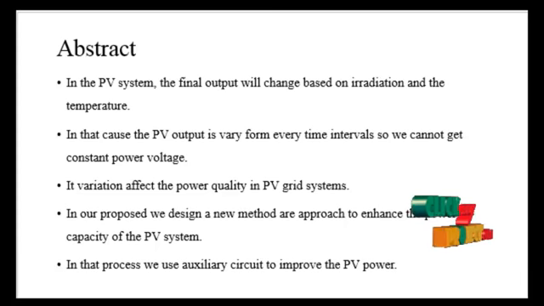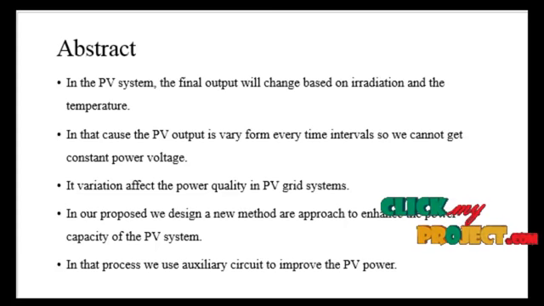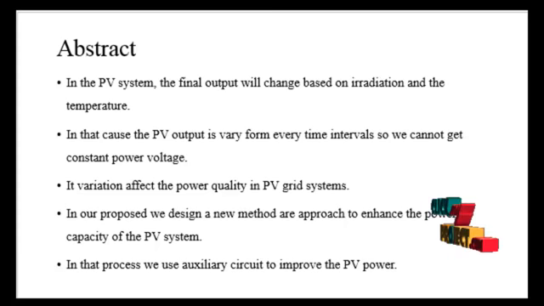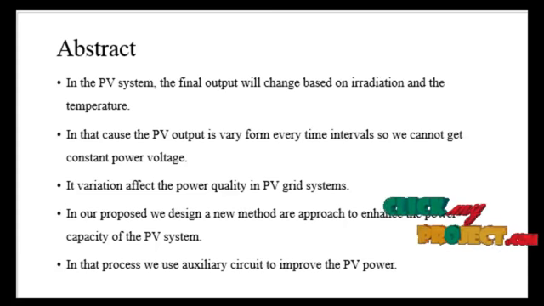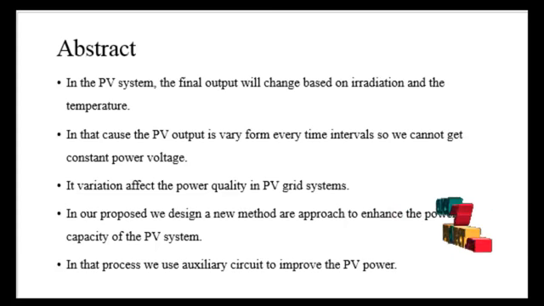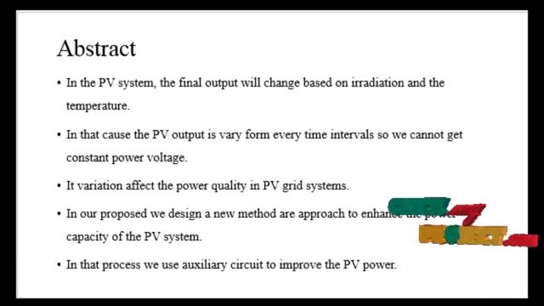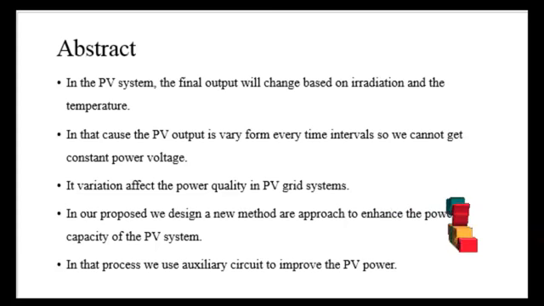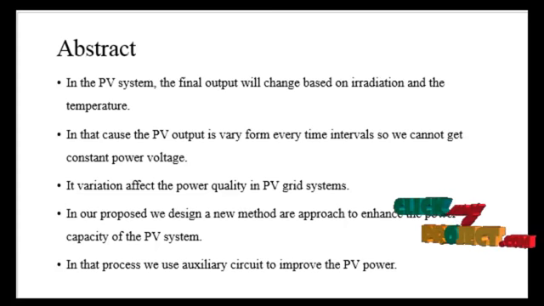When using the PV cell in the grid system, the reactive and active power will change, because the final output of the PV cell changes based on the irradiation and the temperature. That causes the PV output to vary at every time interval, so we cannot get constant power and voltage. This variation affects the power quality in the PV grid system.